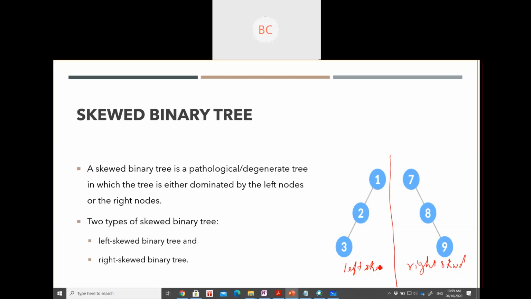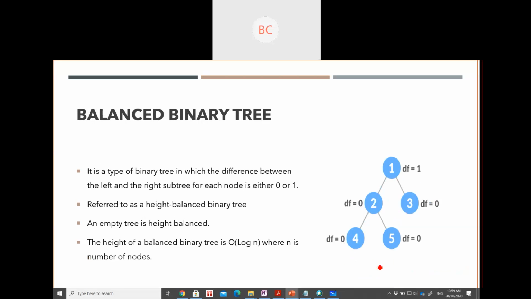It's simple one. Then comes the balanced binary tree. Okay, so what is a balanced binary tree? The difference between the left and the right subtree for each node is either 0 or 1. So this type of binary tree is also known as height balanced. Remember, in the previous types of binary trees, we saw that the height doesn't matter.